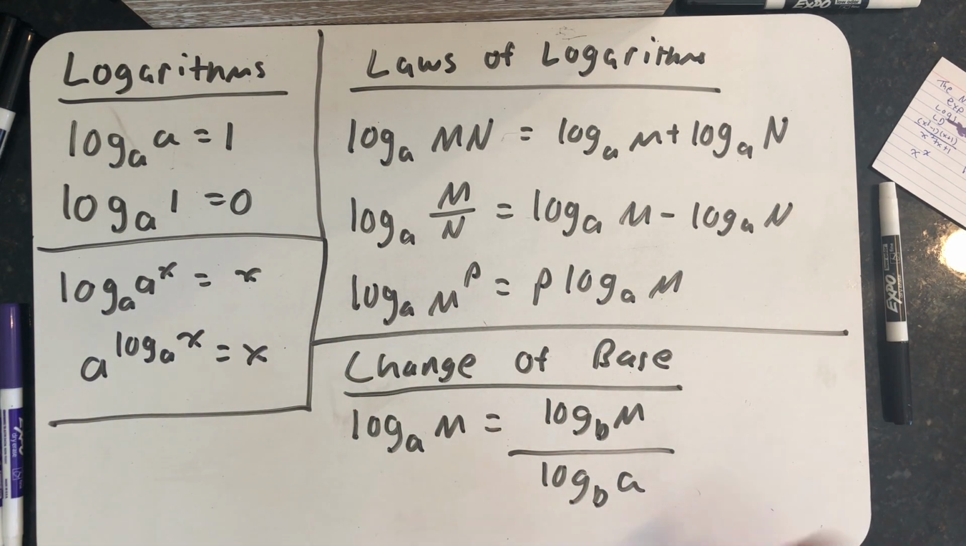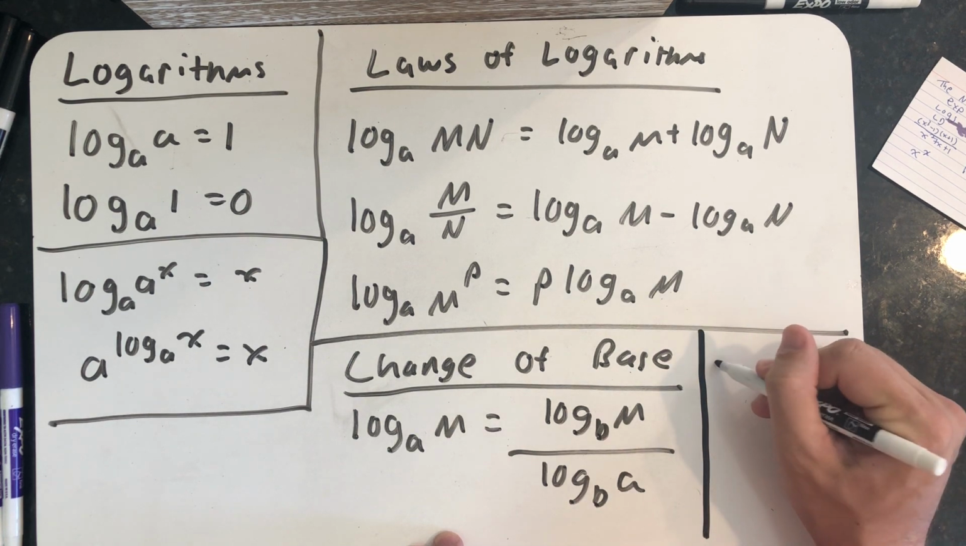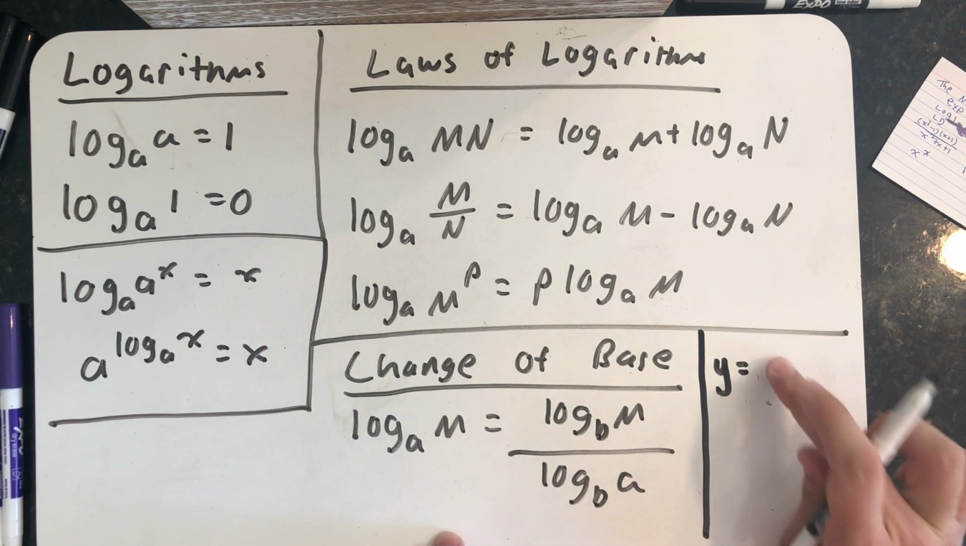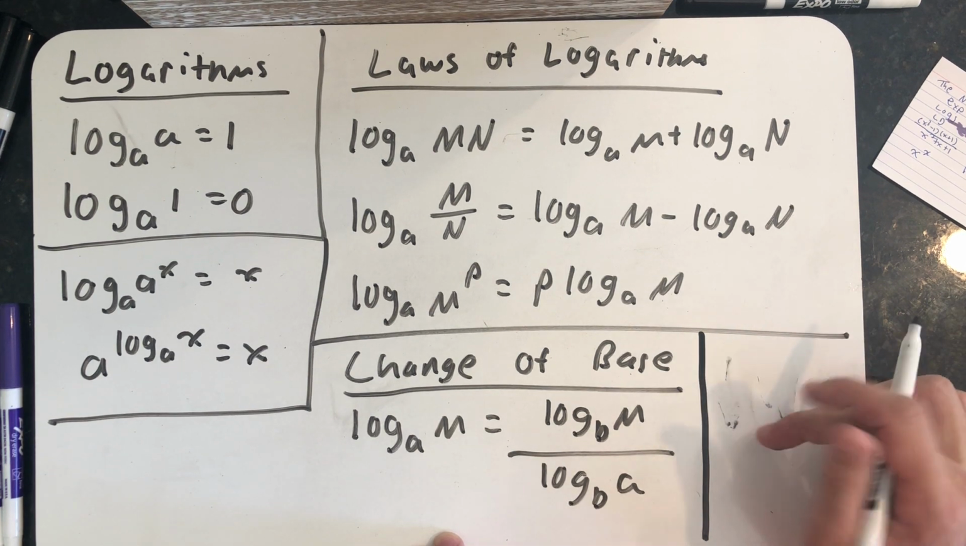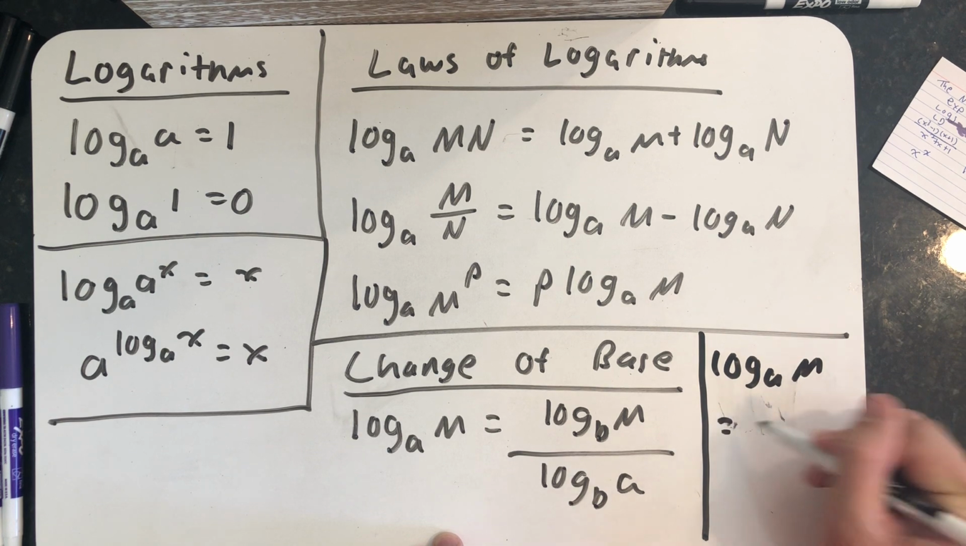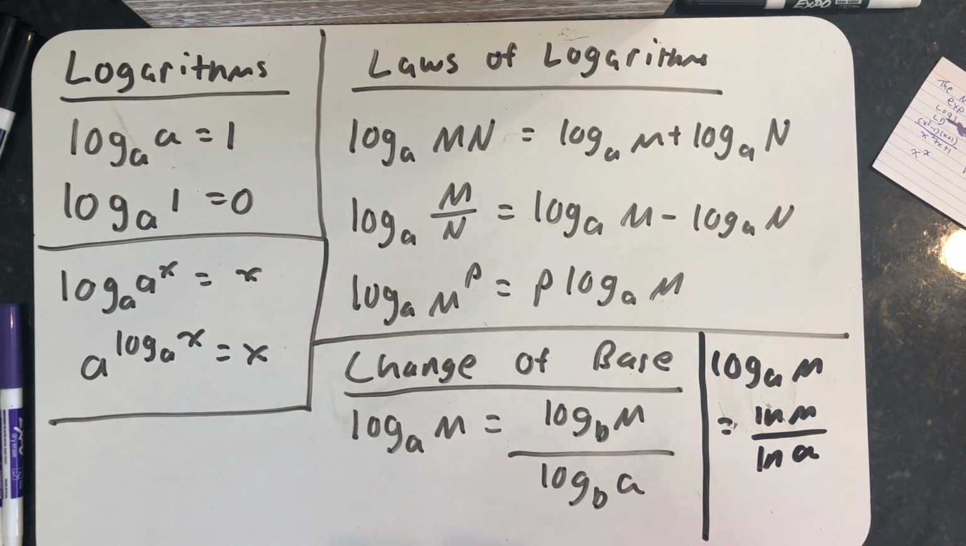And then finally, the change of base formula, which would let me reimagine a given logarithm with any new base I wanted. Most of the time for us, we like base e. So if I had a log base a of m, I could rewrite that as the natural log of m over the natural log of a. And there's nothing special about the natural logarithm. In this instance, I could do this with any base I wanted.